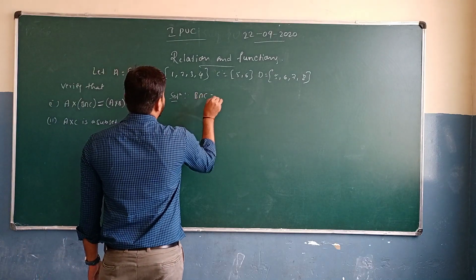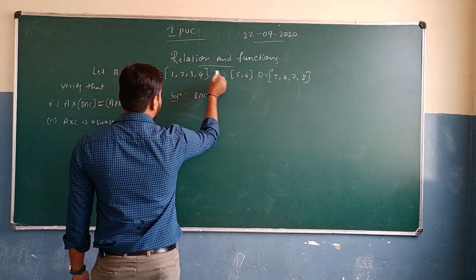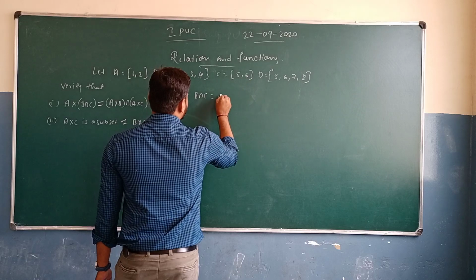The common element in B and C. So 1, 2, 3, 4 is in B, but C has 5, 6. So that's going to be an empty set.